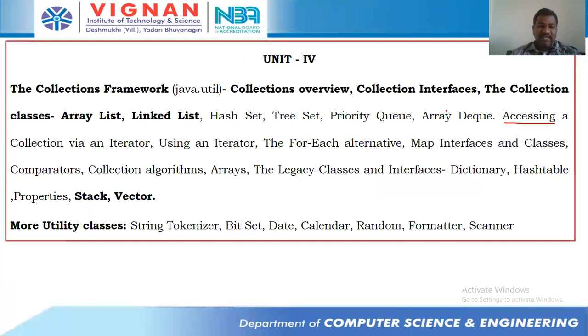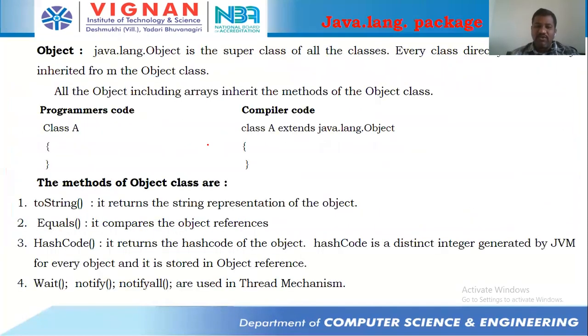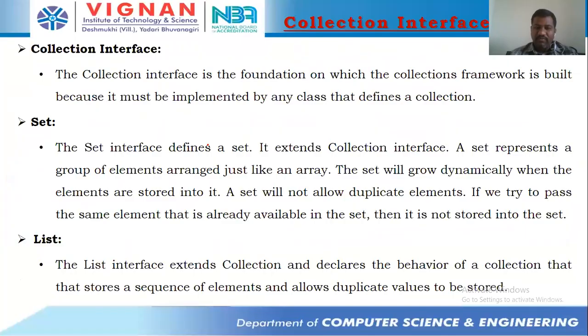See, accessing a collection via an iterator, using an iterator for each alternative. That means for each alternative, as well as using an iterator. They have not specified list iterator, even though we are going to discuss it, because if you understood iterator, understanding list iterator is very simple, students. Okay, shall we proceed? Are you clear with normal for loop and for each loop here?